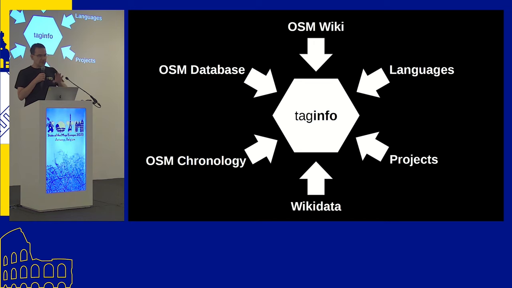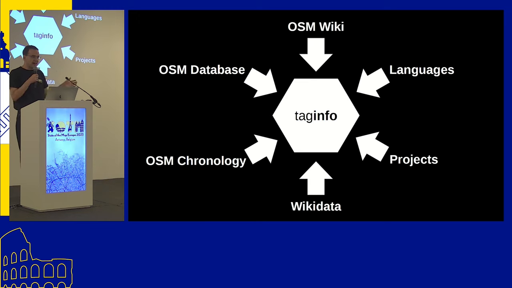So that's basically the taginfo architecture. I collect information about OSM tags and keys from all these different places and aggregate them and make them available and findable in this one place. So it's more like a search engine, in a way. I'm trying to give you access to as much information about tags as I can.